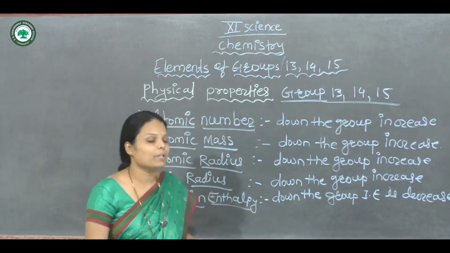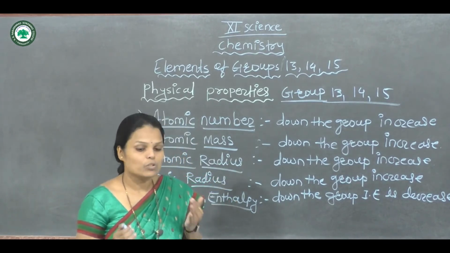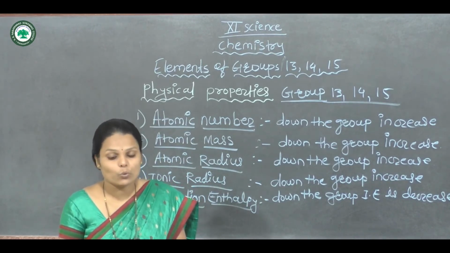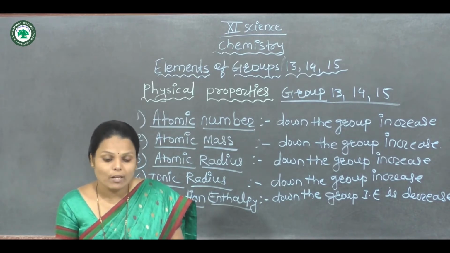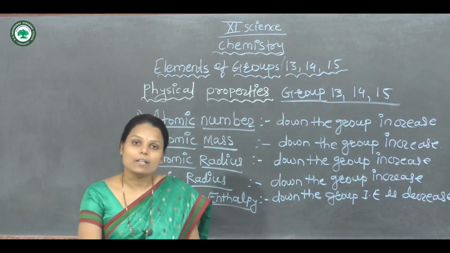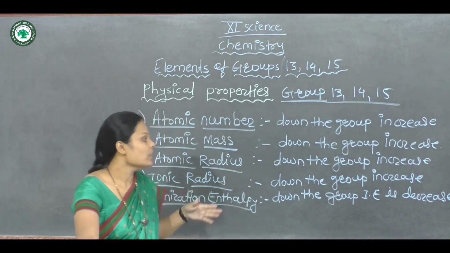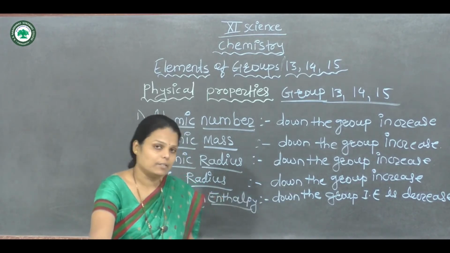Similar case for group 15, down the group ionization enthalpy decreases. For the nitrogen family, its value is 1402, and phosphorus is 1012. Then the next one, arsenic, is 947. This means the value decreases, and ionization enthalpy decreases down the group.